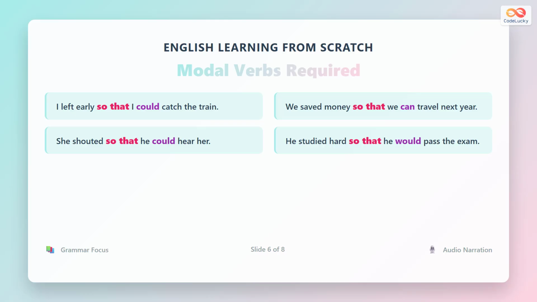Notice the modal verbs in purpose clauses. I left early so that I could catch the train. She shouted so that he could hear her. We saved money so that we can travel next year. He studied hard so that he would pass the exam. Modal verbs show possibility in purpose.